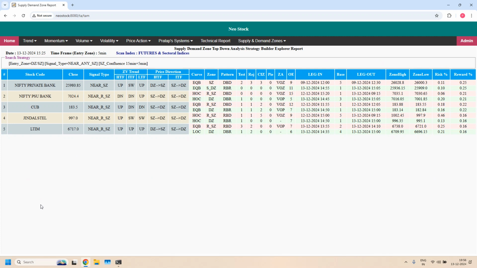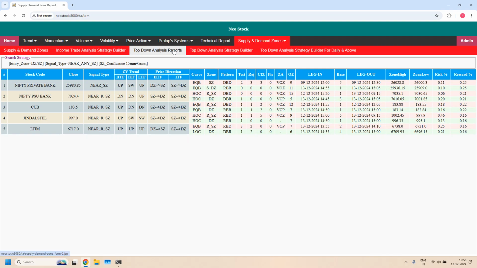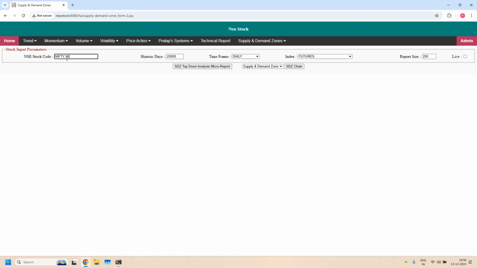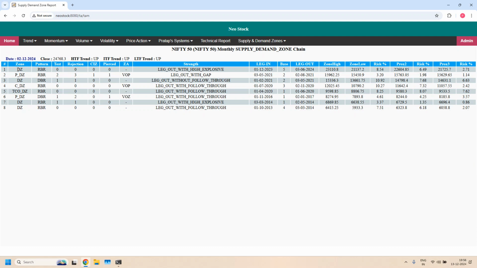Next, let us generate Nifty and Bank Nifty supply demand zone chain. Let's start with Nifty. Starting with the monthly time frame, generating monthly supply demand zone chain for Nifty. Always look into the zone column to find high liquidity zones. Look into the pierced column to find any pierced zones. Always look into the LTF trend to find the trend of the current time frame you have selected. Apply these rules for the remaining supply demand zone chain reports.